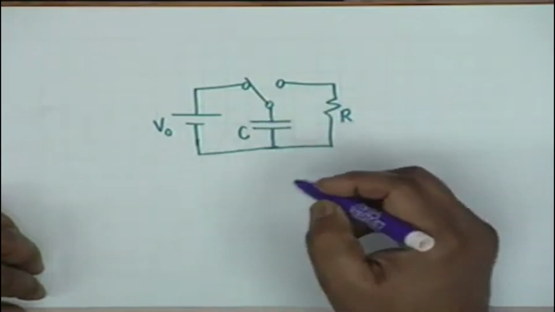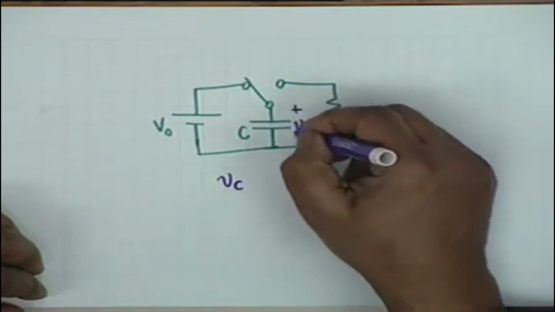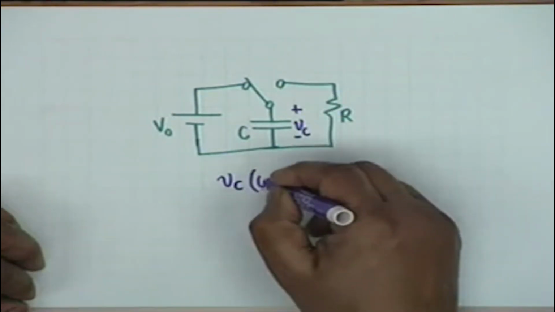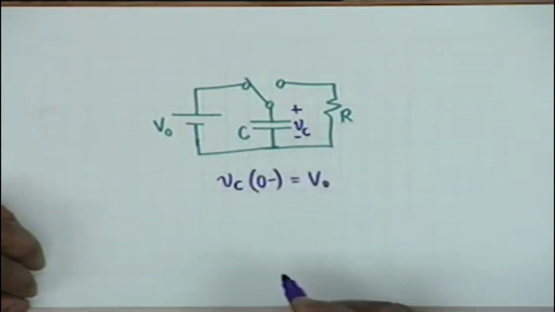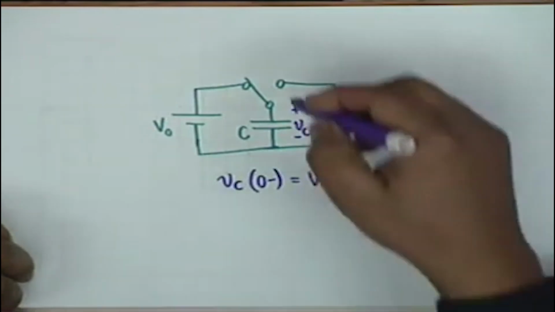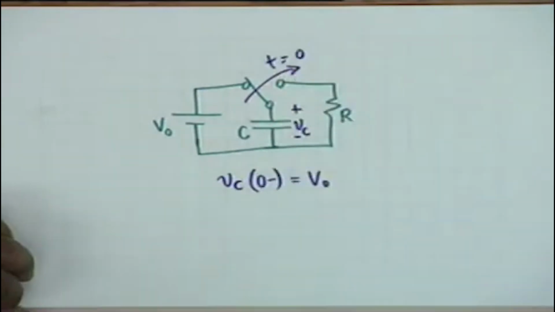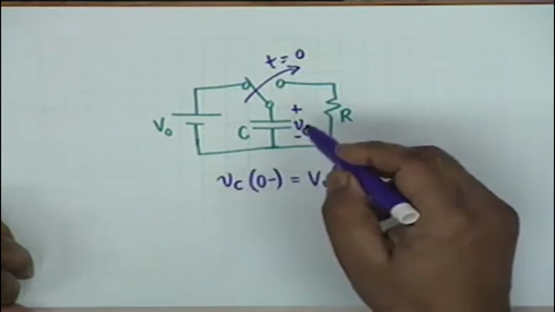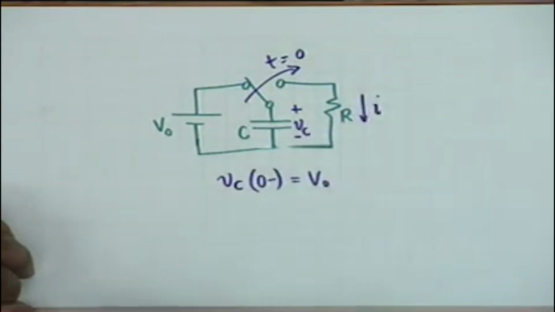then the capacitor voltage V sub C, if we call this V sub C with this polarity, at 0 minus shall be equal to V0. It will assume the voltage of the battery, and if this switch is thrown to the other position at t equal to 0, then the capacitor, which has stored energy, will now try to send a current through R. Let this current be I.